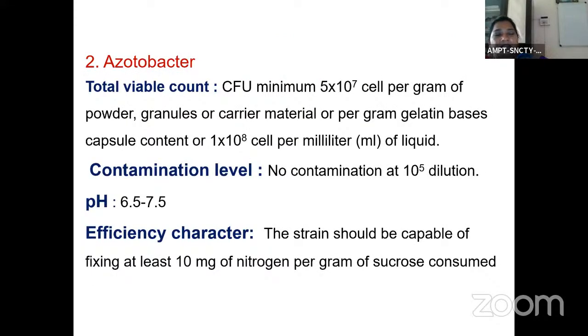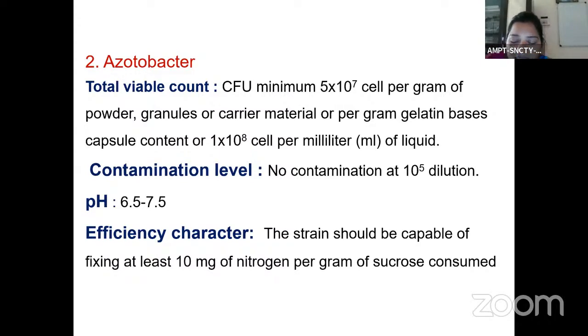The next biofertilizer is Azotobacter. The colony forming units should be a minimum of 5 x 10^7 cells per gram of powder or granules. In liquid, it should have 1 x 10^8 cells per ml. For contaminant levels at 10^5 dilution, no contaminants are allowed. The pH should be 6.5 to 7.5. The efficiency character for Azotobacter is that the strain should be capable of fixing at least 10 milligrams of nitrogen per gram of sucrose consumed in the broth.